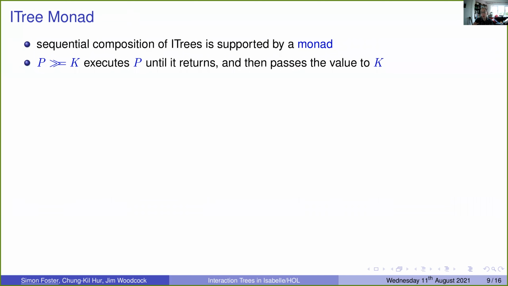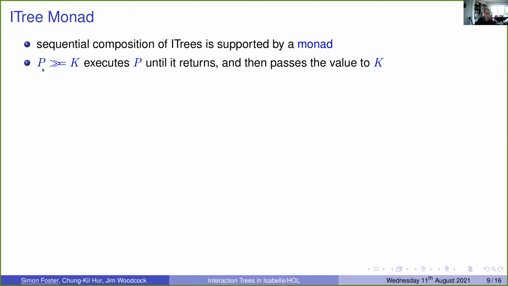Of course, this assumes that we can sequentially compose things together. The way that we can sequentially compose things is by using a monad. We've defined a monadic bind operator, P then Q. Here P is an interaction tree, and K is what we call a Kleisli tree, a function from a value to an interaction tree.